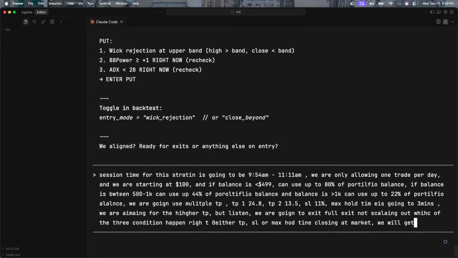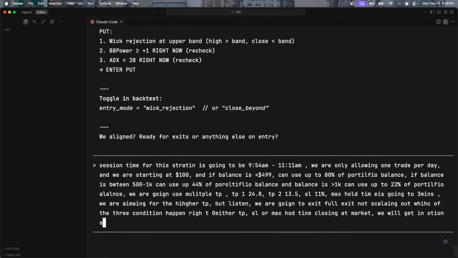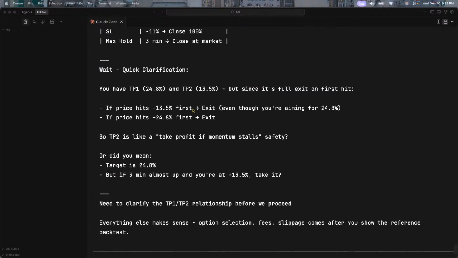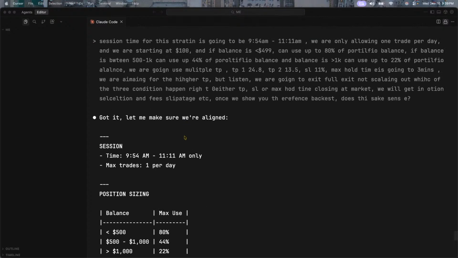We will get into option selection and fees, slippage, etc. once we show you the reference backtest. Does this make sense? All right, bet. And if y'all have any questions on what I'm doing, we are using SPY. We're going to be using SPY to build out this particular strategy.